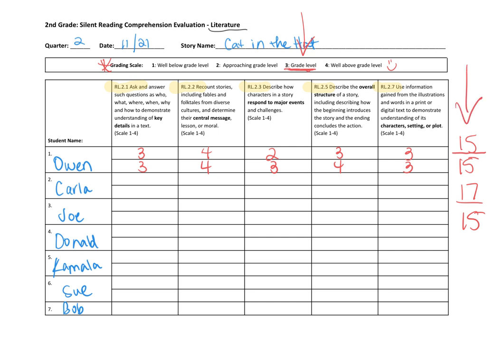Now, keep in mind that your assessment may not be out of 15 points. It depends on the number of standards that you assessed. So for example, if you assessed 3 standards only, then your score would be out of 9. If you assessed 4 standards, then yours would be out of 12.